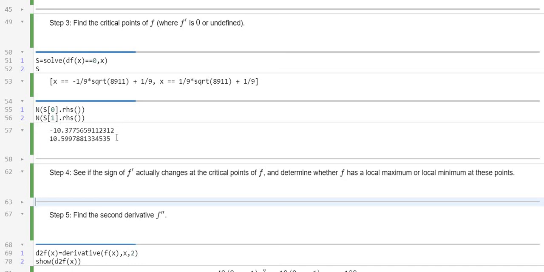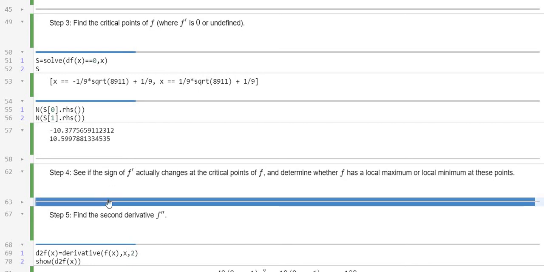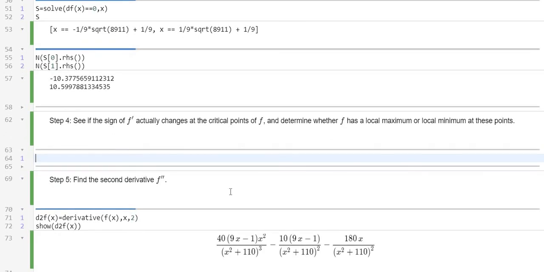Okay, so these are the 2 places where the derivative is equal to 0. So those are the critical points here. Those are our potential mins and maxes. What we want to do in step 4 is to see if they are actual mins and maxes. To do that, we need to see if the derivative changes sign.